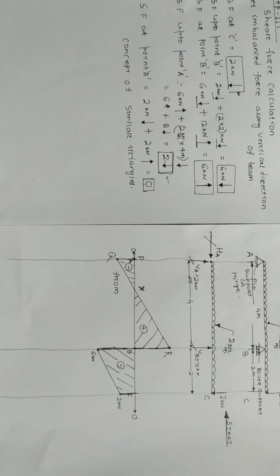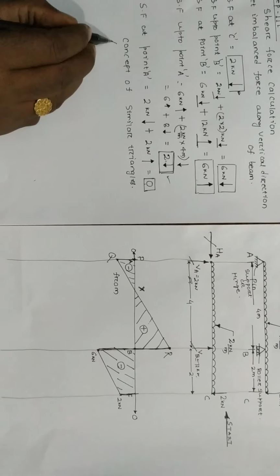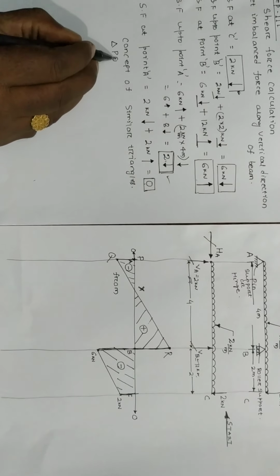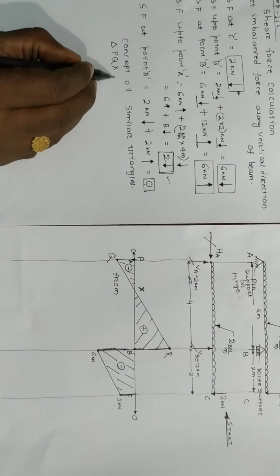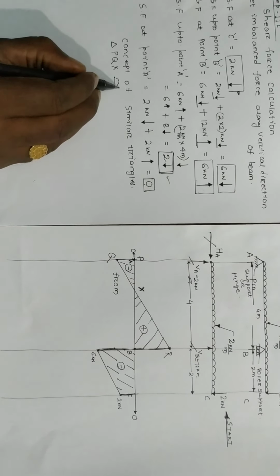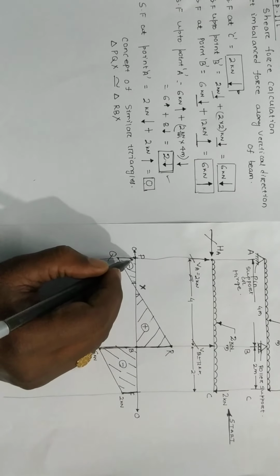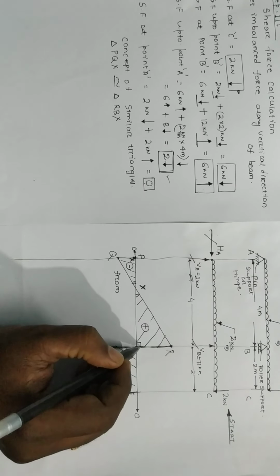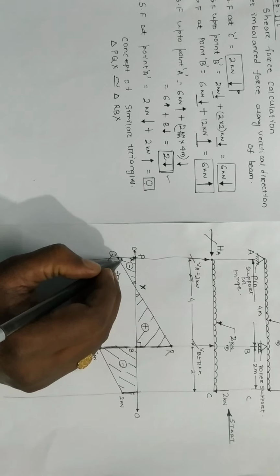From the concept of similar triangles. What are the similar triangles? The triangle PQX is similar to triangle RBX. Why? Because their angles are the same. These two are opposite angles. This is 90 degrees, this is 90 degrees, and obviously the remaining angles will be the same.